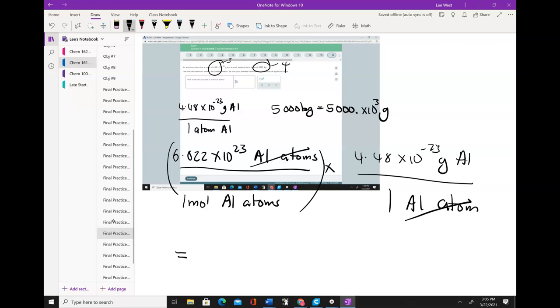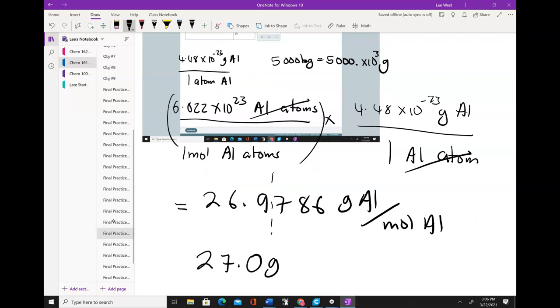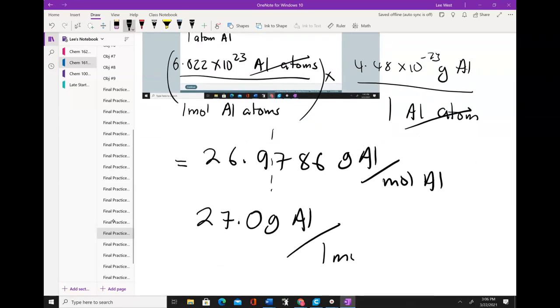6.022 by 10 to the 23 times 4.48 by 10 to the minus 23 ends up being 26.98. Now it says give to the correct Sig Figs, so we only used one piece of information there, which was from this 4.48 by 10 to the minus 23. Avogadro's is a constant, so it's 26.9786, but we've got to round it off to 3 Sig Figs, so it's going to end up being 27.0 grams of aluminum for every 1 mole of aluminum. So there we go, 27 grams in a mole.